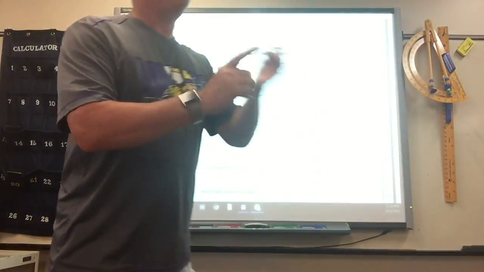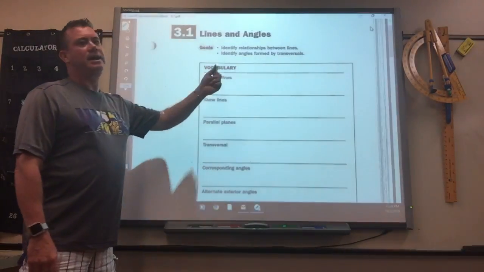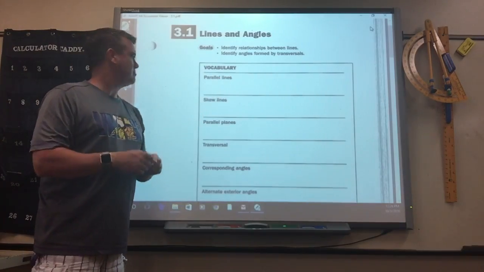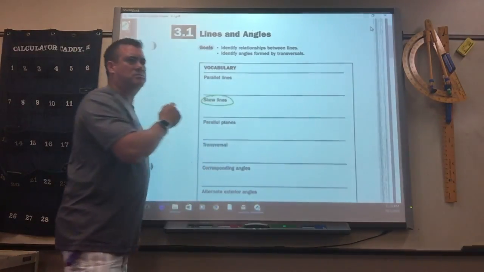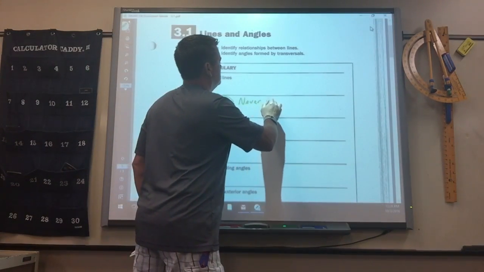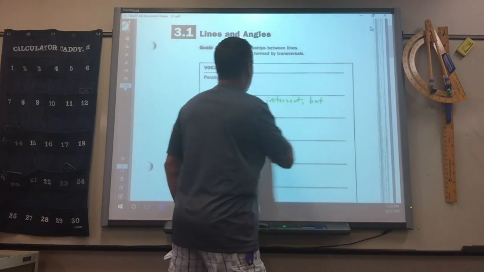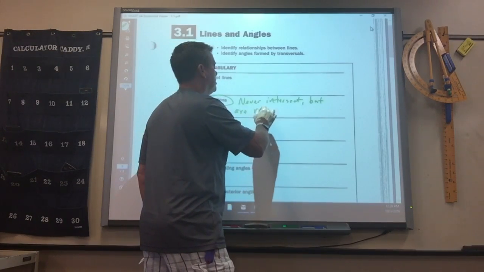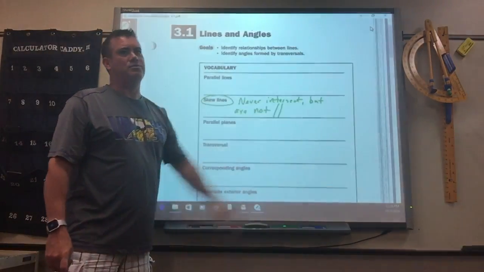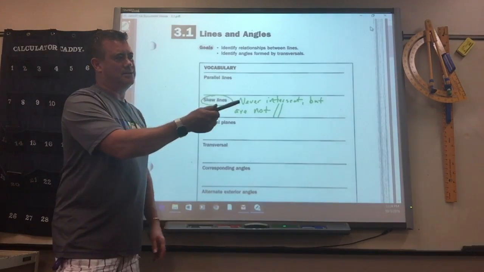On Friday I showed you the corresponding angles and alternate interior angles. Parallel lines, I think and I hope everyone knows what those are. They never intersect. Skew lines you might not know. Skew lines never intersect, but are not parallel. Now, parallel, we write that word so much, you can just put two parallel lines to represent parallel. So can anyone think of an example of skew lines?